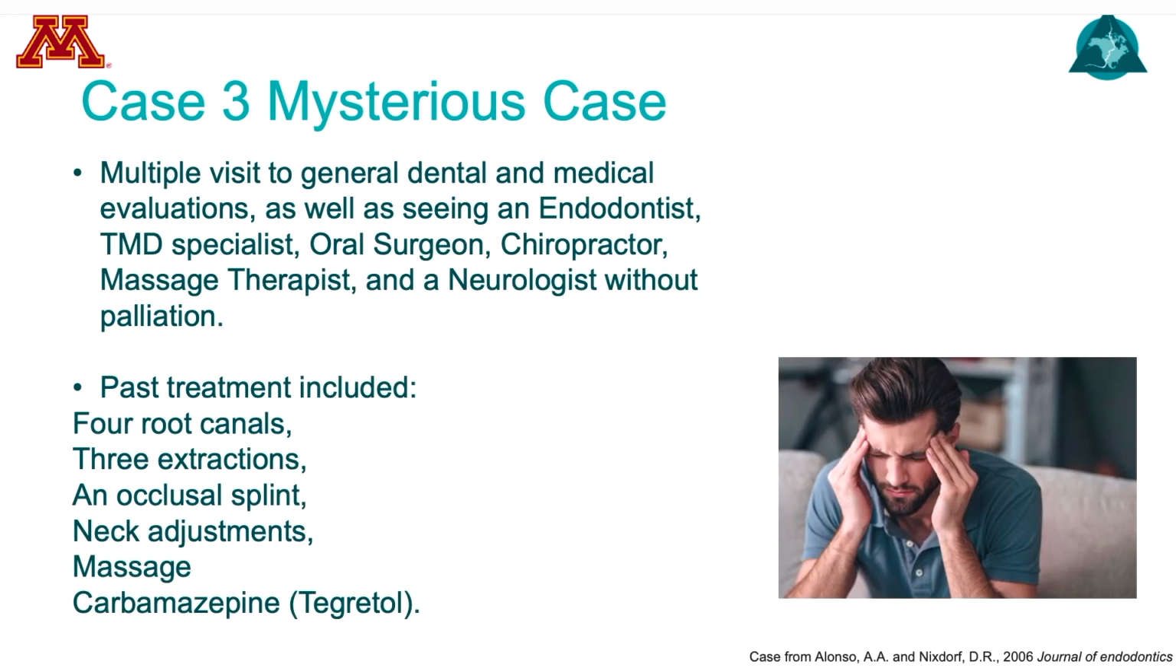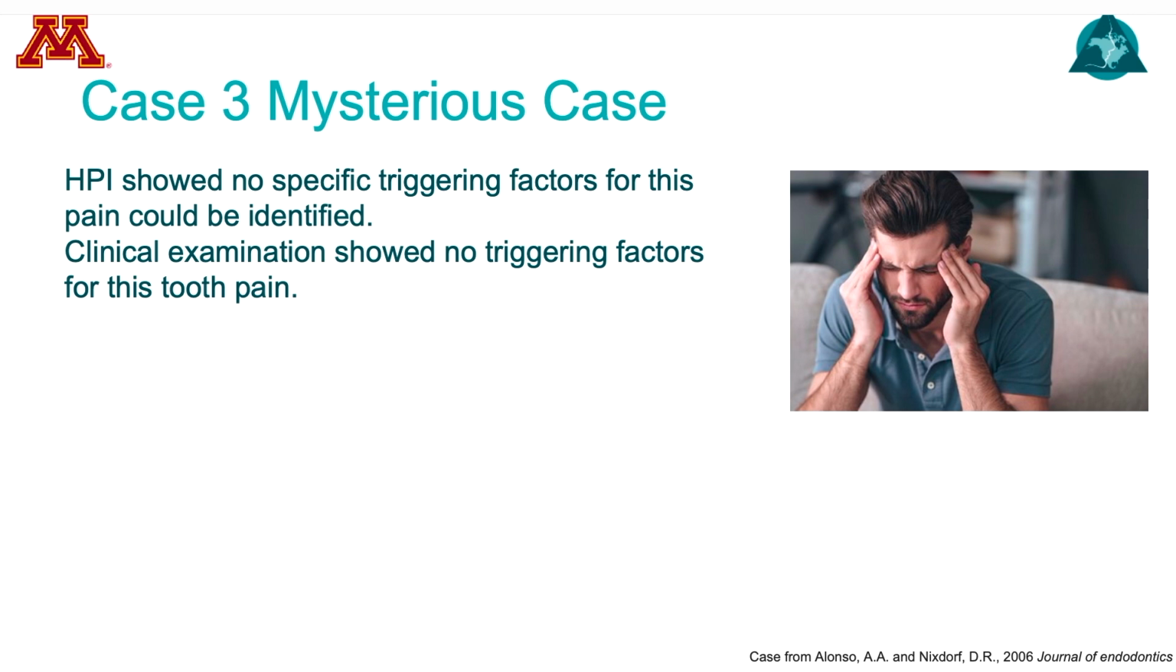The patient had multiple visits to general dentists, physician, neurologist, endodontist, oral surgeons, and tried so many treatments, including root canal treatment, extractions, occlusal splint, neck adjustment, massage, and even tried the treatment for trigeminal neuralgia. But none of this was helpful. The tooth pain persists. So what will you do?